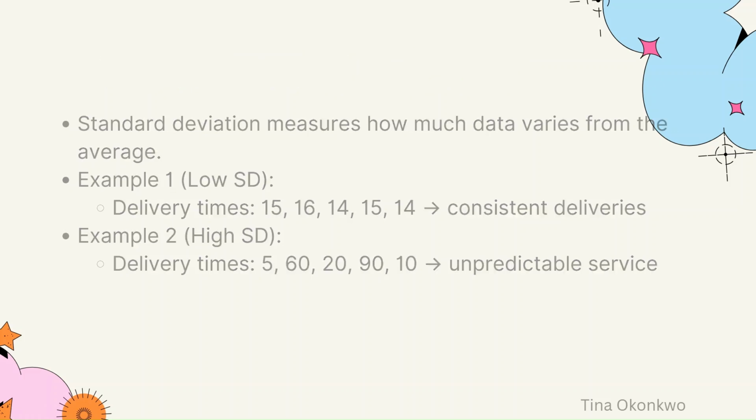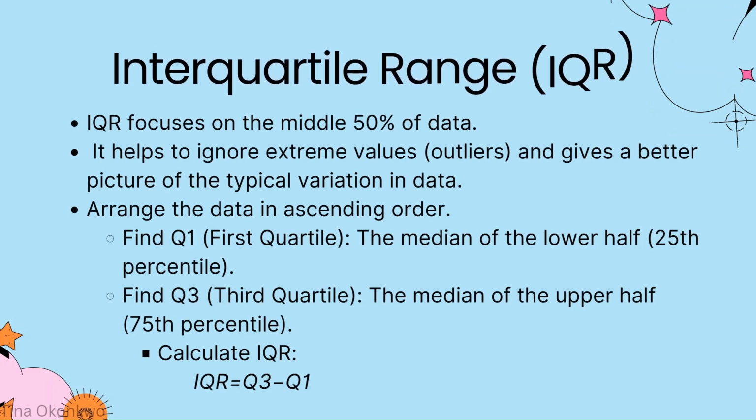The next one is your interquartile range, or simply put, IQR. This focuses on the middle 50% of your data while ignoring the extremes. It's perfect for dealing with those one-off outliers, like that one delivery that took 3 hours because of traffic. Let's look at an example here.